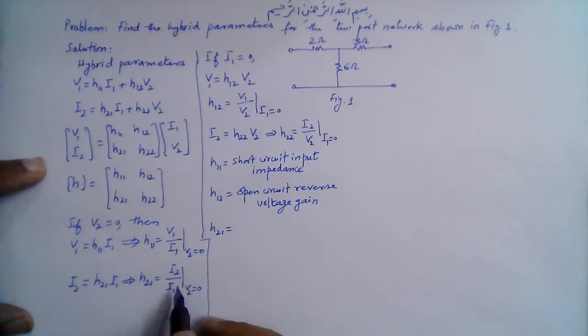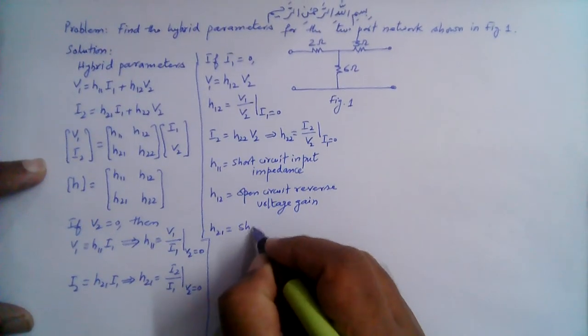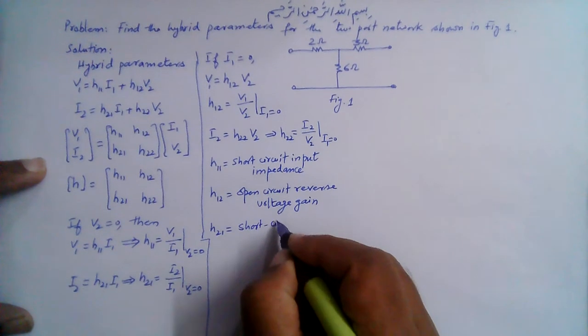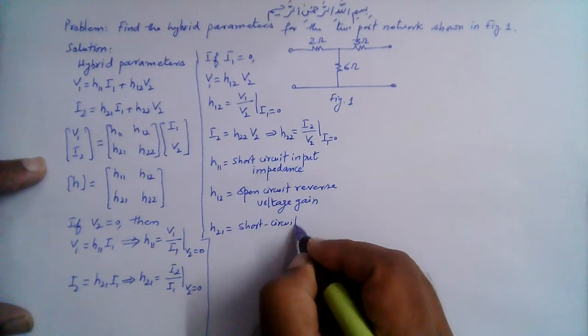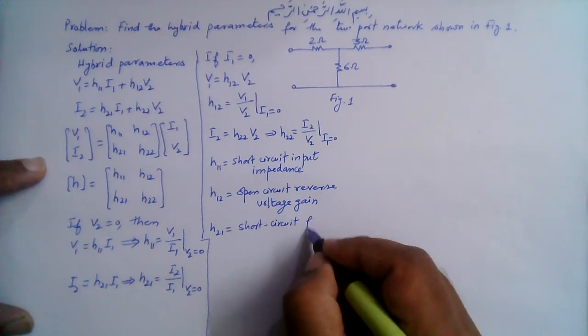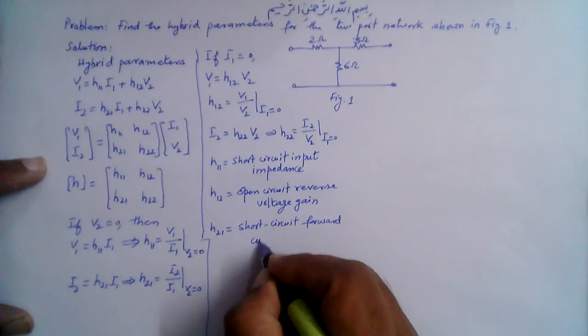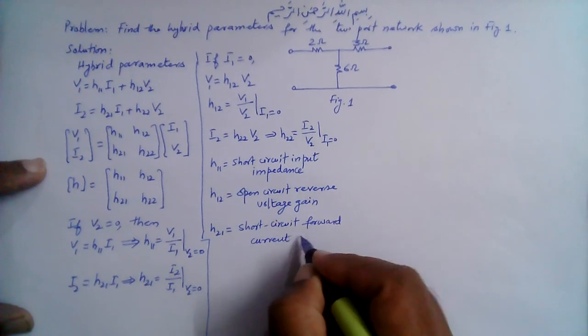And then H21 here is obtained when V2 is equal to 0, right? So this is again a short circuit parameter, and this is forward current gain.